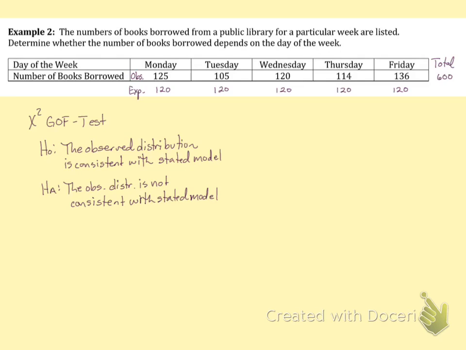So we're going to go to stat and then tests, and we're going to go all the way down to, I think it's D. So stat, tests, scroll all the way down, yep, it's D. So we're going to D, and it looks like chi-square GOF test.